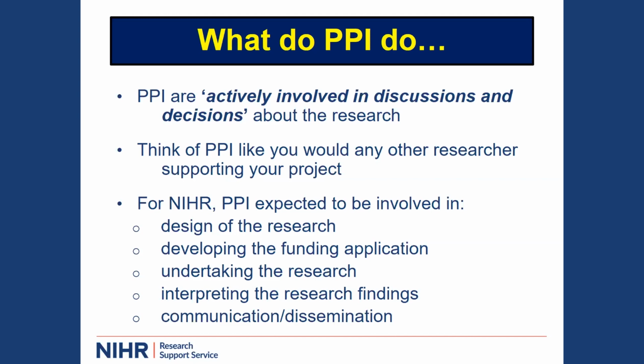If you have 3 phases of research and you've only included PPI in one of them, that is going to look very, very poor to a reviewer, especially a PPI reviewer. For the NIHR, PPI is expected to be involved in the design of the research, developing the funding application, undertaking the research, interpreting the research findings, and communication and dissemination.